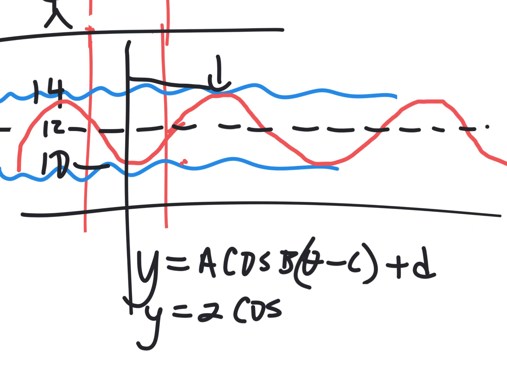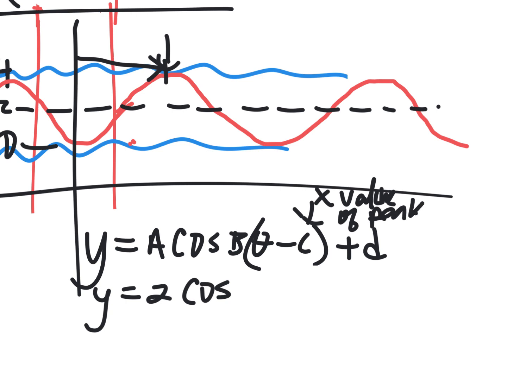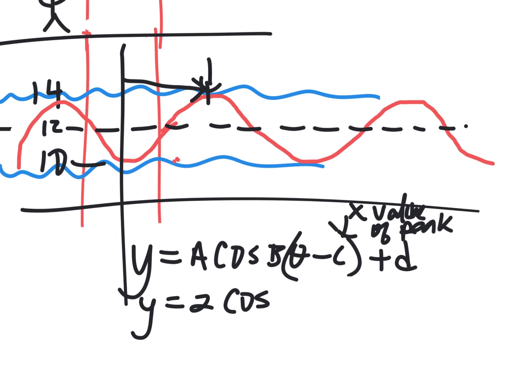Okay? So that distance right there, that is the X value, which is always time when you're talking about tides, of the peak. So that, again, Google can tell you that happened at, let's say, 8 p.m. That's when high tide was.